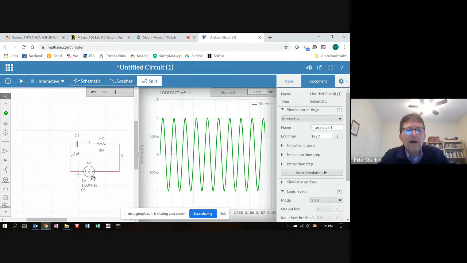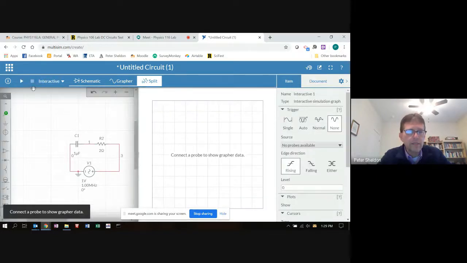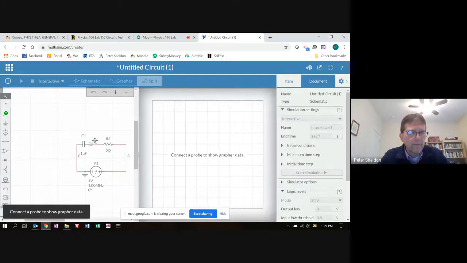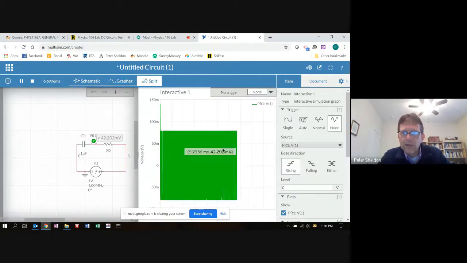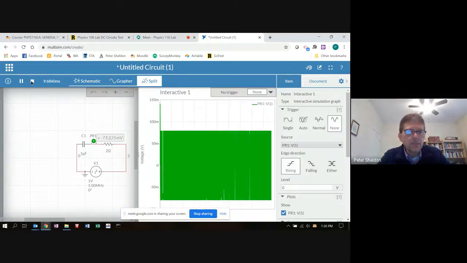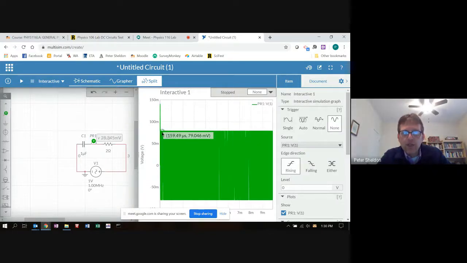All right, so now we're at 1,000,000 hertz. Now RC definitely shouldn't be able to keep up. I'm going to go ahead and play. Oh, there is no voltage probe. I deleted my voltage probe. All right, let's see. There we go. Okay, it's actually squished together. Let me stop. But first thing I want you to notice is that the amplitude is no longer 1 volt. It's actually about 75 millivolts.